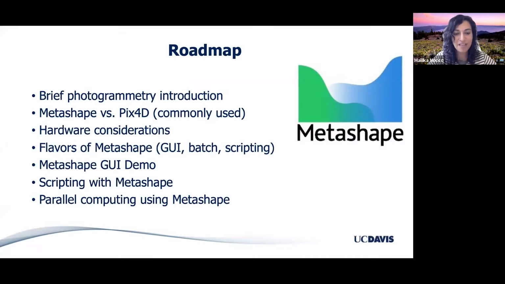And then there are several flavors of Metashape, is how I think about it. There's the graphic user interface, and if you are coming into this, it's the place to start. Even if you eventually want to go to this scripting place, it's good to understand and think about the graphic user interface first. And then there are also some batch processing options within that GUI. So we're going to do a GUI demo and go through the graphic user interface for Metashape. And then I'm going to talk a little bit about some scripting options that are available for Metashape.